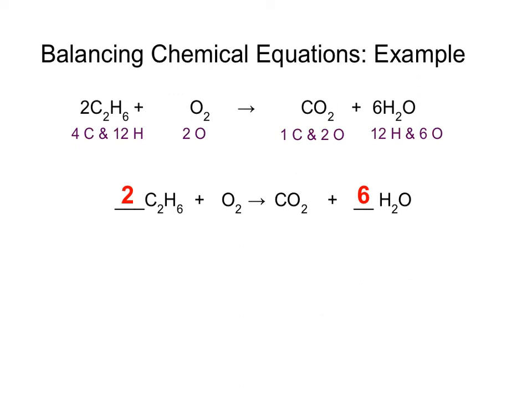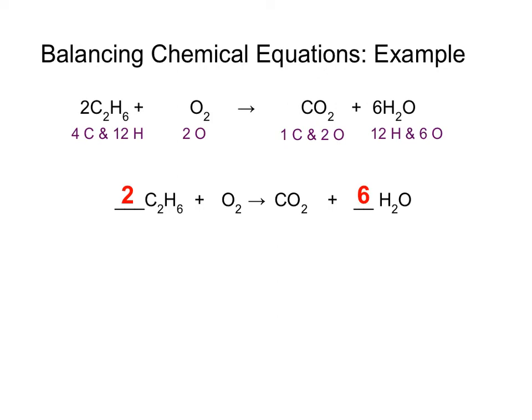And so let's recount and see where we're at. We now see that we have 4 carbons on the reactant side, 1 carbon in our products, 12 hydrogens over here, 12 hydrogens over here, 2 oxygens here, a total of 2 and 6 for 8 over on the product side.